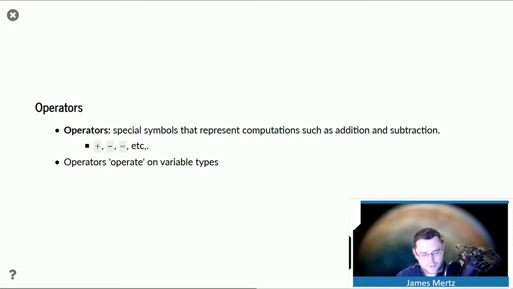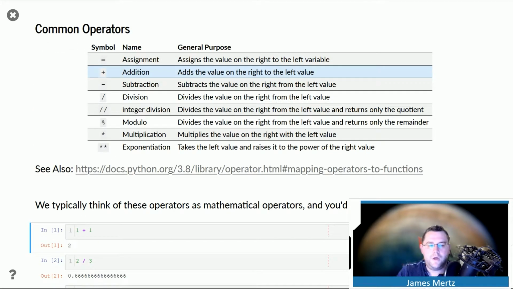The thing to take away is that operators operate on variable types, meaning they cause an operation. And the way that operators always work is the right side of an operator operates onto the left side. So the left side of the operation is what's being manipulated by the right side of the operation. We'll get into that in just a minute, but let's talk about some of the common operators that we have here.